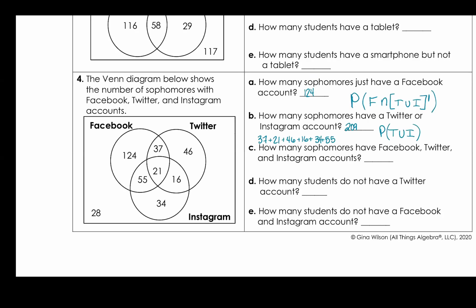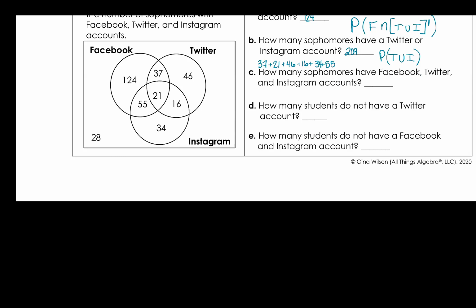How about sophomores that have Facebook, Twitter, and Instagram? So they have to have Facebook and Twitter and Instagram. And that's only going to be the ones that overlap completely in the middle. If we were shading, we would only shade this part right here.